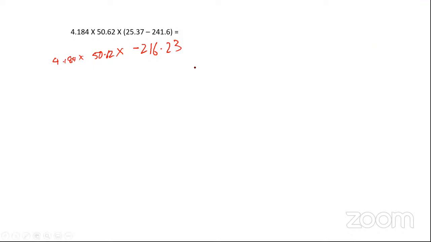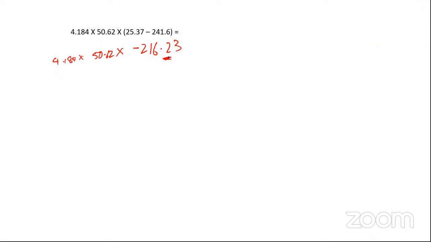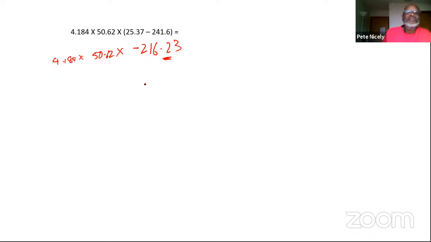You'd have to round off this here to where the 2 is. And why do you do that? Because it's the lowest amount of decimal places. Exactly. So therefore, I'm going to rewrite this as minus 216.2 multiplied by 50.62 multiplied by 4.184. All right? So what will be the next step?